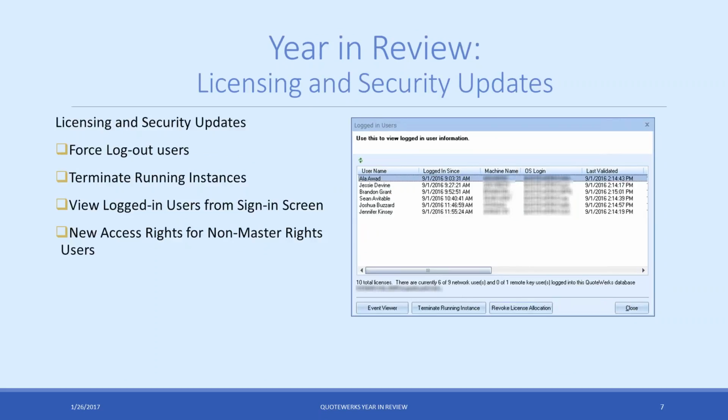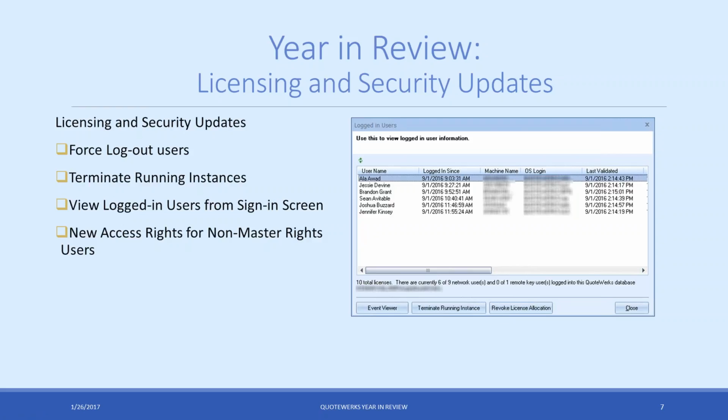Licensing and security updates. So this is a big one. This is one that we have, again, heard a lot of requests for, and so now in QuoteWerks you can actually force users out of QuoteWerks and you can actually free up licensing. You'll see there's two options. There's the terminate running instance and revoke license allocation. The revoke license allocation is the one we typically recommend.